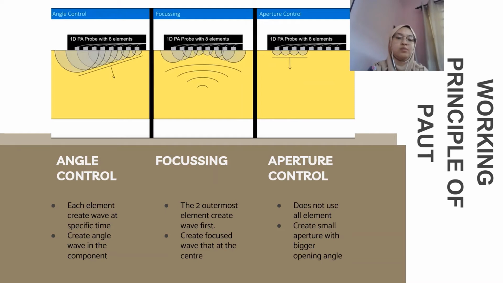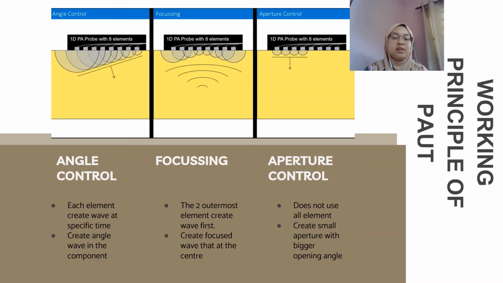The first basic working principle is angle control. Each element creates a wave or signal, and later on, in a few seconds, the next element will create a signal or wave. It will continue until the last element. From this setup, we create an angled wave in the component.